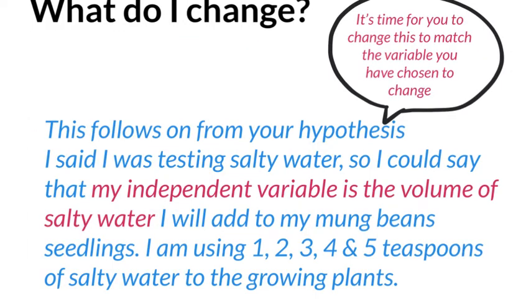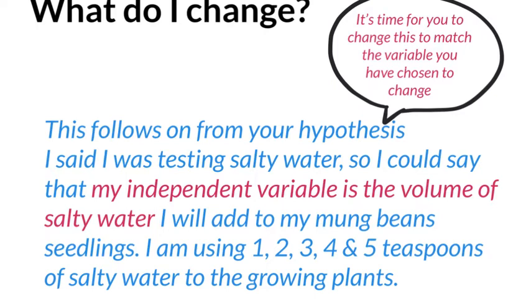Right, I'll put this in as what do we change. Now I said to you I was going to test the amount of salty water on plant growth, or specifically on mung bean growth. So, that was from my hypothesis. So I can say that I was testing salt water, so my independent variable is the volume. Notice I've gone away from that word amount. If we're talking about liquids, then we talk about volumes as being how much liquid we're using. If we're talking about solids, we'll be talking about the mass.